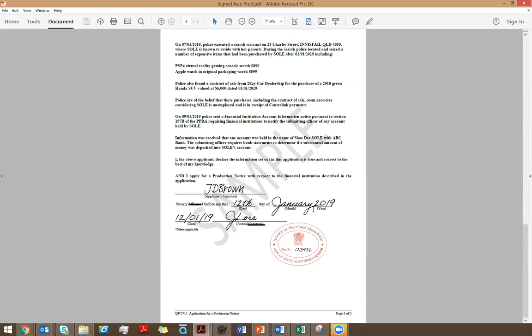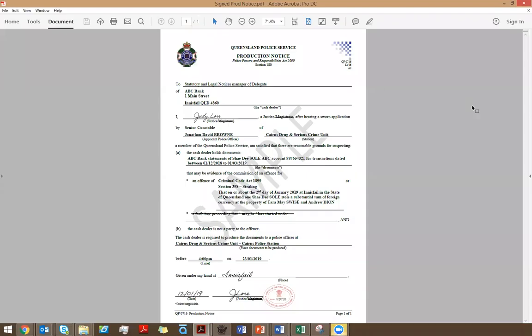Okay. You can see here that then the justice has witnessed the officer's signature, inserted the date, and then their signature and date again, and their seal of office. And this is the actual notice. Okay, so the justice was satisfied that the police officer was able to provide reasonable suspicion for a commission of an offence and went ahead and issued the production notice.